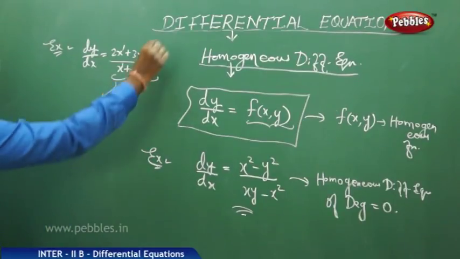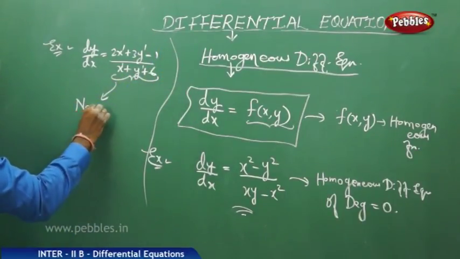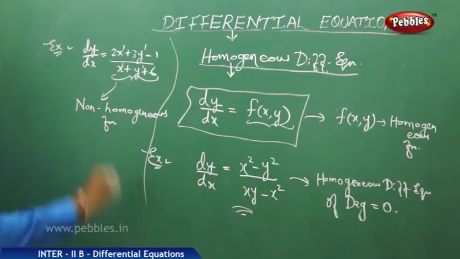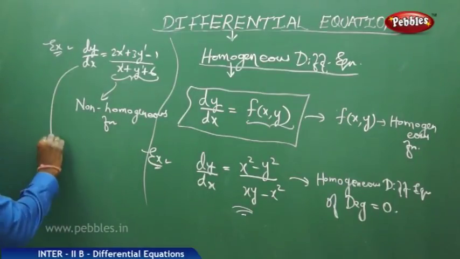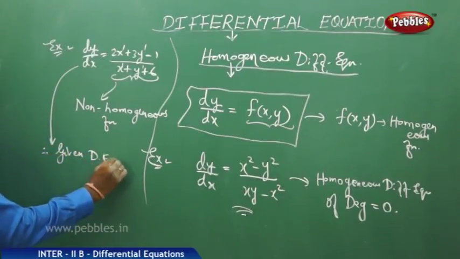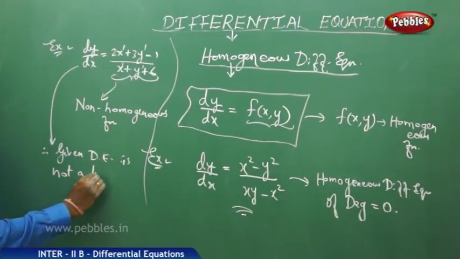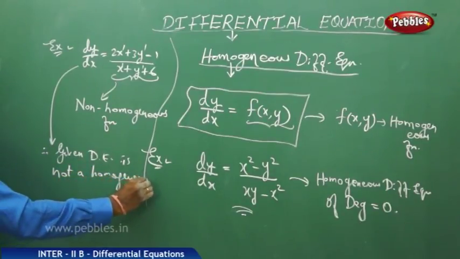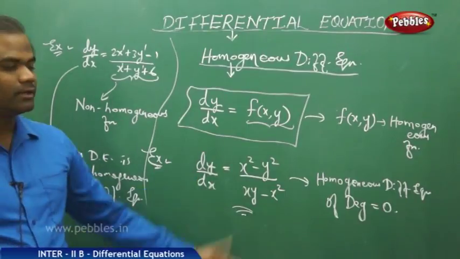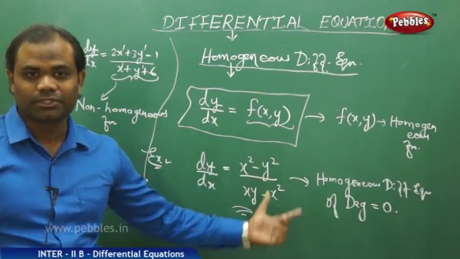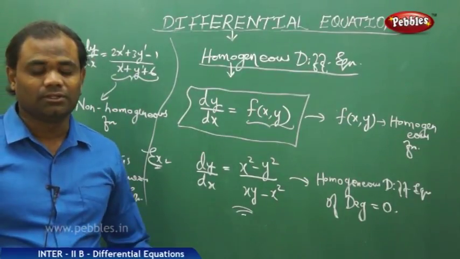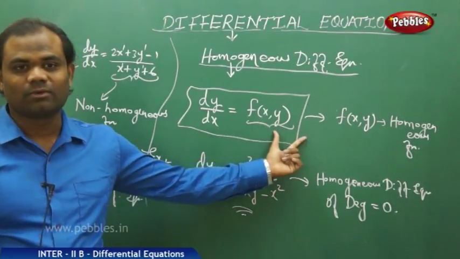Therefore, this is a non-homogeneous function. Therefore, the given differential equation is not a homogeneous differential equation. This is how we understand the homogeneous differential equation and a non-homogeneous differential equation connected with the homogeneous function f of x comma y.